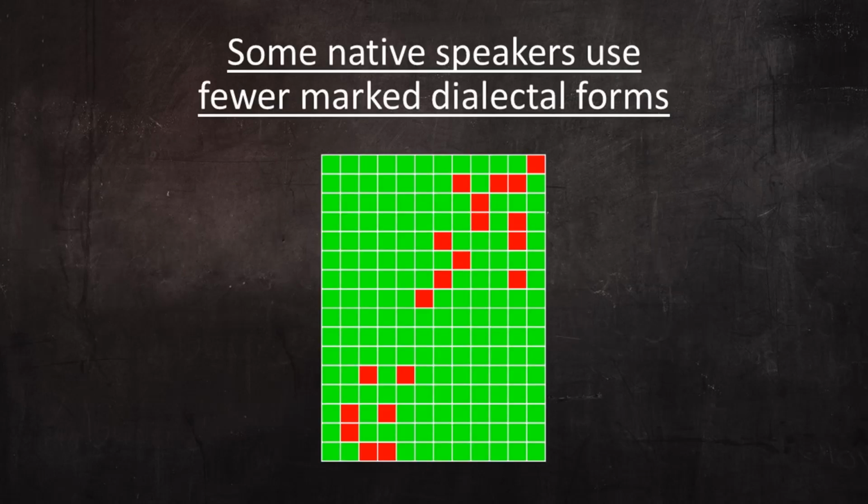What's more, some native speakers simply use fewer marked dialectal forms than others. There are people who come from an S-reducing dialect who don't reduce S much. There are people whose native dialect sibilates the R who instead trill the R, and so on with any marked form you can think of.